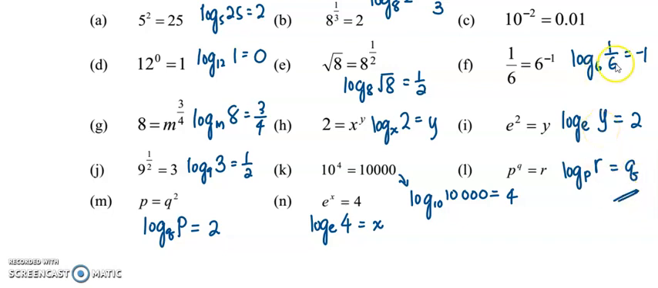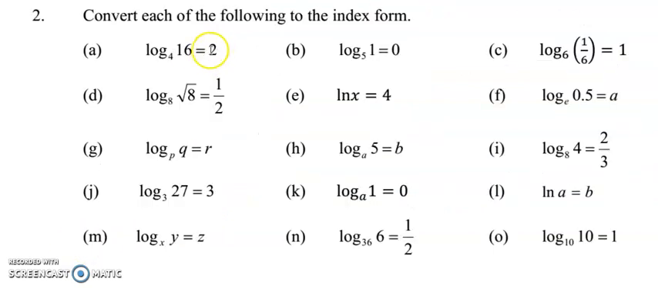Okay, so now we move to the next question. Similar to the question just now, we convert the index form into the log. Then now, vice versa, we are going to convert the log form into the index form. Okay. So for the question A, I have a log 16 base of 4 equals to 2. Convert this back to the index form.